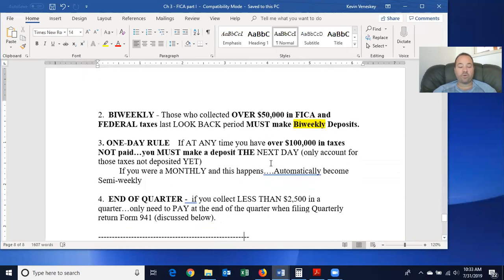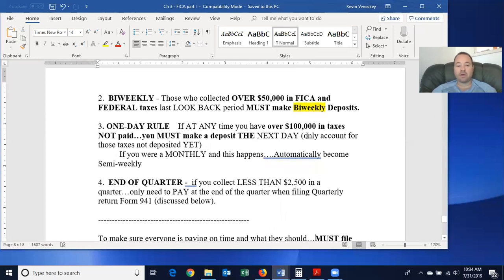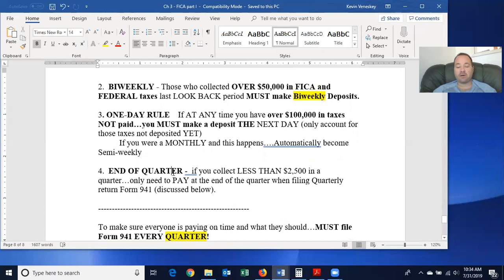And if you're a really, really big company and you ever have $100,000 that's due in payroll taxes, because every paycheck, every time you pay, you collect over $100,000 between what you have to pay and the employer's kick in, then they have to pay the next day. They have to make a deposit. If you're a really small company and you not only have less than $50,000, but you have less than $2,500 in any quarter, then you don't need to pay until the end of that quarter when you file a 941.